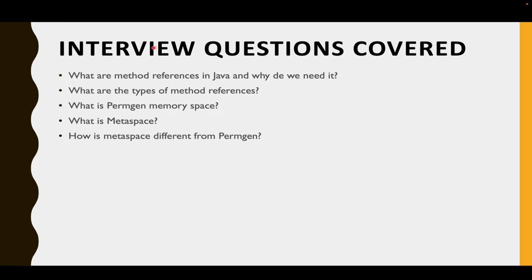In this video we have covered these interview questions: the importance of method references, what a method reference is and why we need it, what Permgen memory space is, what metaspace is, how it has overcome the shortcomings of the Permgen space, and how it is different from the Permgen space. All these questions we have covered.